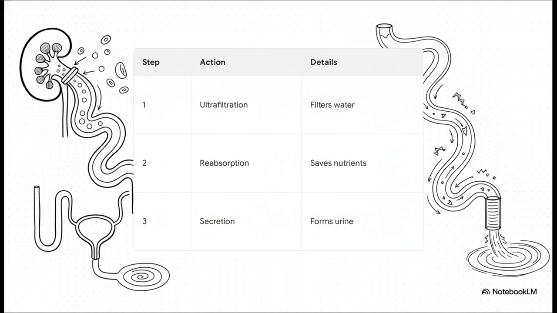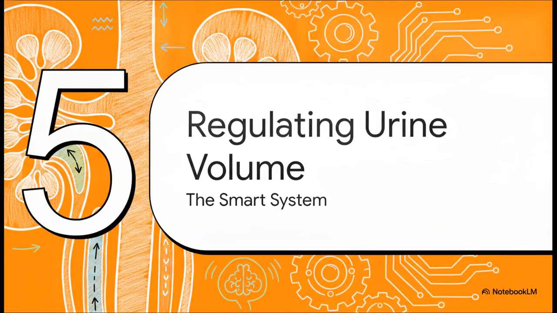Whatever leftover fluid is still sitting at the end of the tubule is officially called urine. It's packed with dissolved nitrogenous wastes, excess salts, and extra water. This toxic cocktail is secreted into the collecting duct, sent down the ureter, and collected in the bladder to be safely flushed away. Section 5, regulating urine volume.